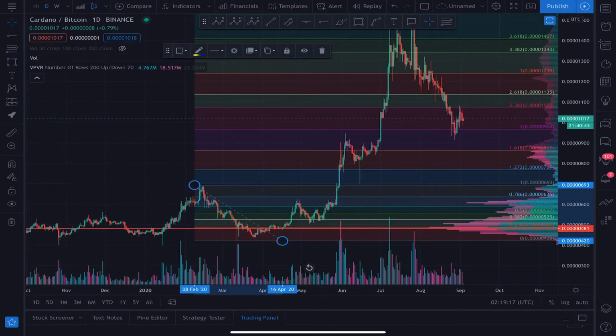Yeah, so you can see here that the price nearly doubled. If I was trading this, I would have taken profits at the 1.272 and I would have taken profits at the 1.618. Usually when I'm working with Fibonacci, I'm going to aim for those 2 targets. So I'll have one at the 1.272 and one at the 1.618. Anything beyond that is just kind of guessing.